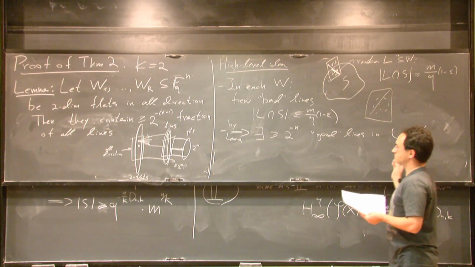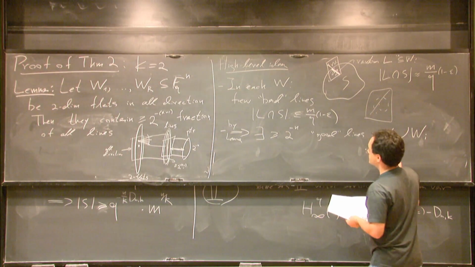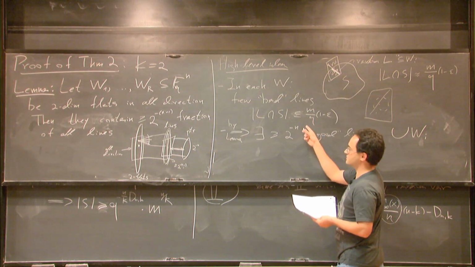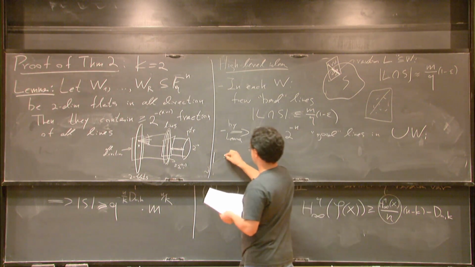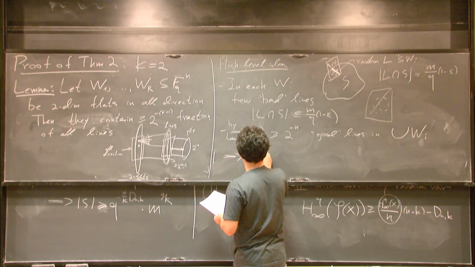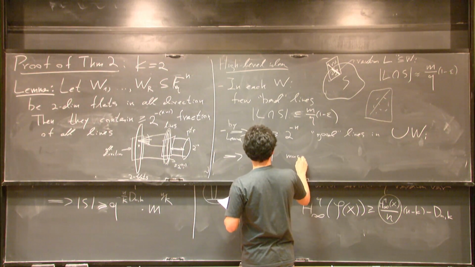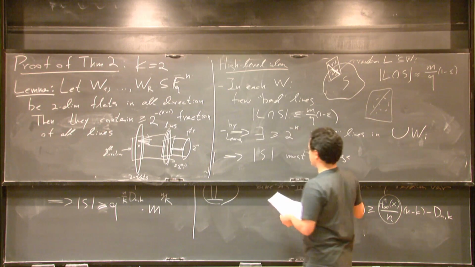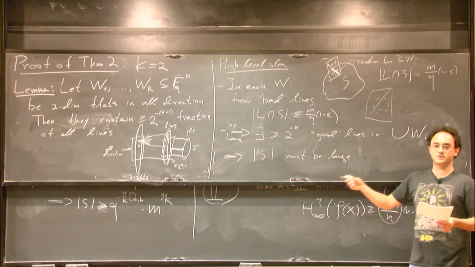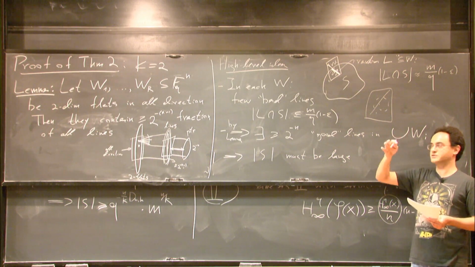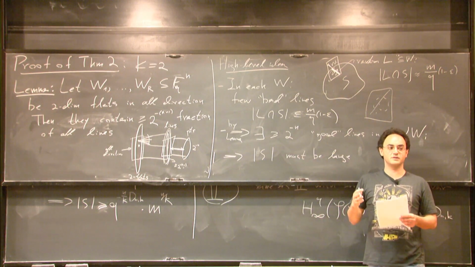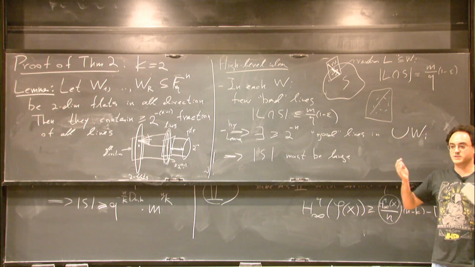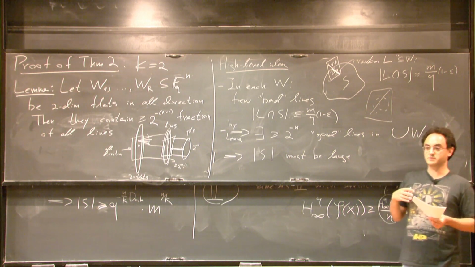So good here means they have large intersection. And then you apply the same sampling thing. So you're saying S must be large. Right, so we went from S having large intersection with 2-flats in every direction to S having large intersection with many lines, like a big fraction of the lines. So it's a much, much easier problem.